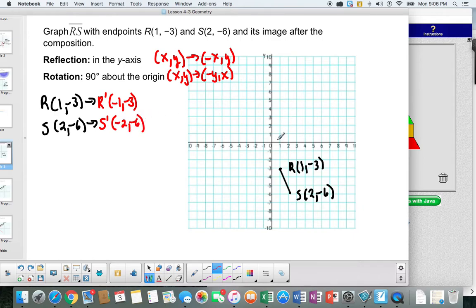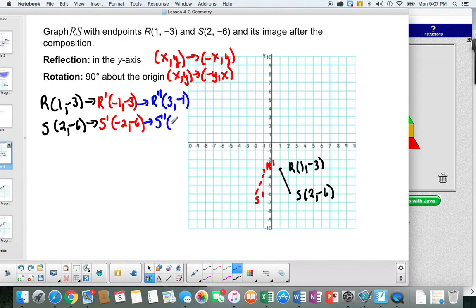So let's go over here and graph it. Negative 1, negative 3, negative 2, negative 6. So this is r prime, s prime. Okay, now what we want to do is go through another transformation, and this transformation will be r double prime, which means I'm going to take my y and change its sign, and then x, leave it alone and put it in that spot.